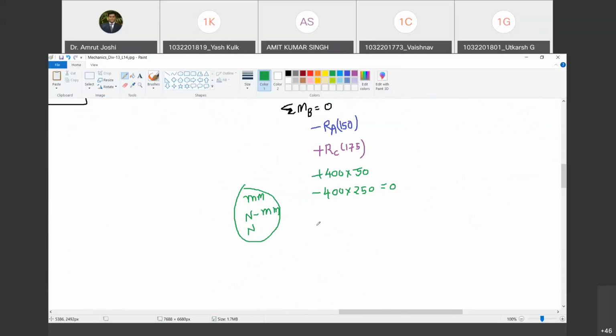So what is the second equation? Second equation, therefore, we have is minus 150 RA plus 175 RC. Happy? Yes. Is equal to 400 into 250 minus 400 into 50. So that is nothing but 400 into 200. Are you with me? Yes. So that turns out to be 80,000. It is not point, it is comma. 80,000. And this is equation number 2.